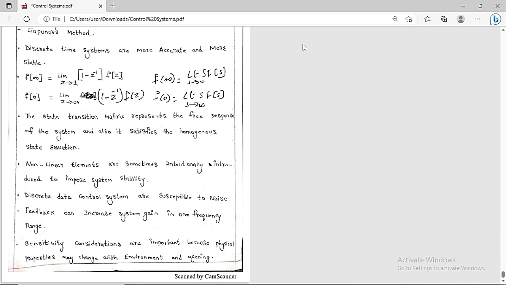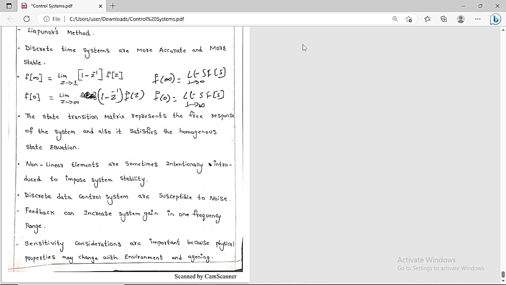This is the only thing that you have to keep in your mind. If you are going to compare the continuous time system and the discrete time system, here s into F of s means 1 minus z to the power of minus 1 into F of z. Here s tends to infinity means z tends to infinity. s tends to 0 means z tends to 1. So, this point you always have to keep in your mind.